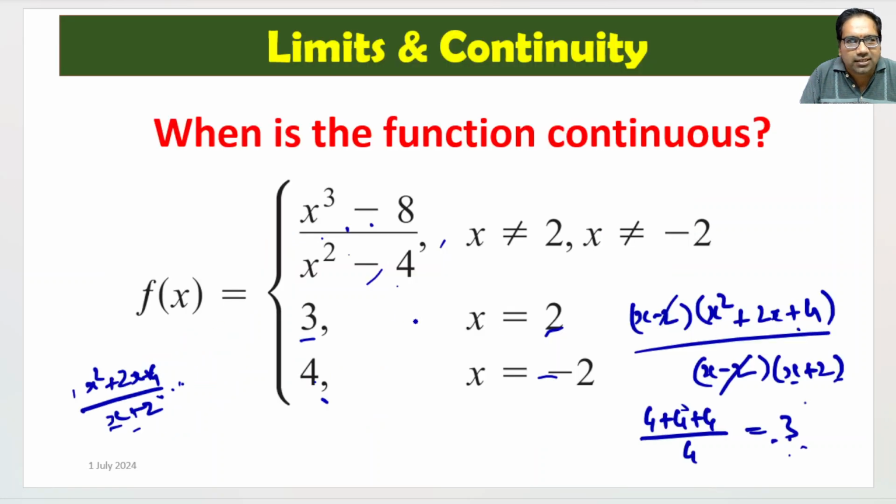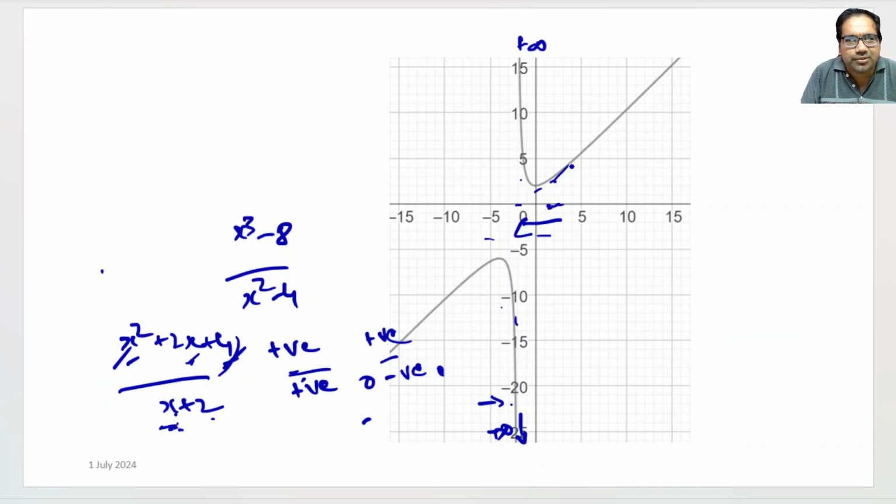Whereas in the other case, x equals 2, both sides are approaching 3. So the 3 actually works. But in this case, it will not work.